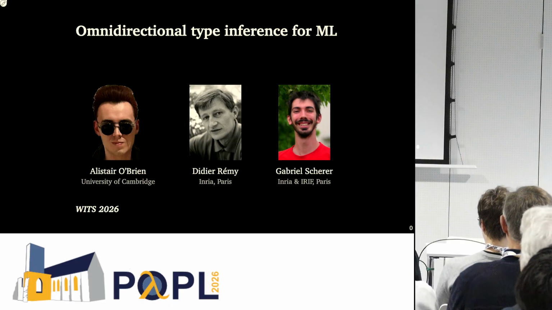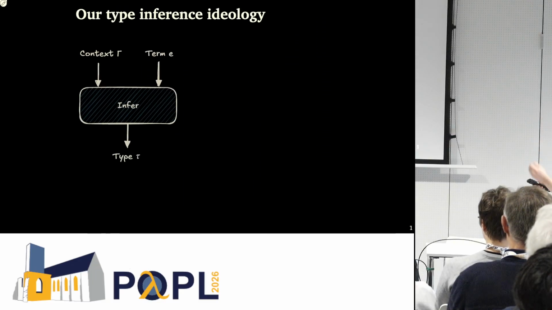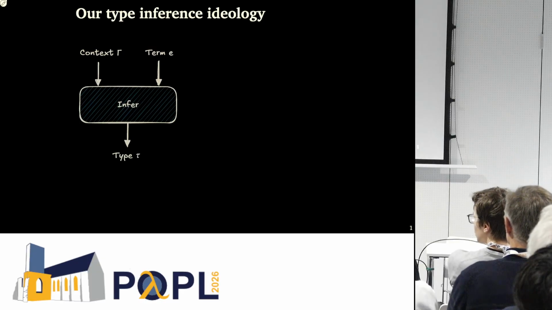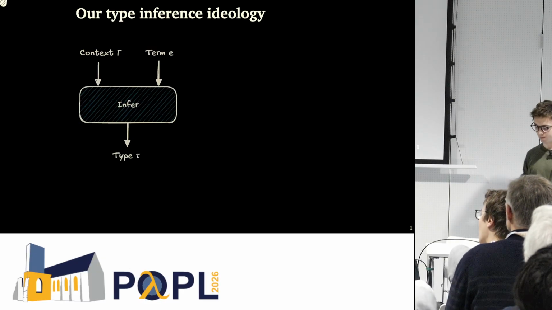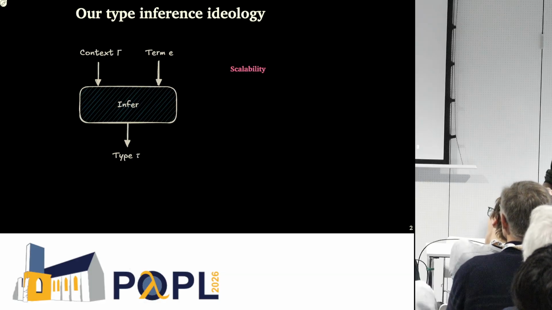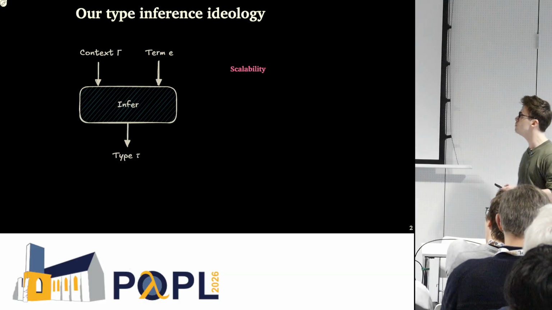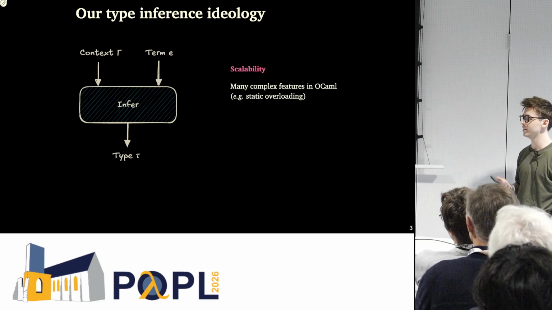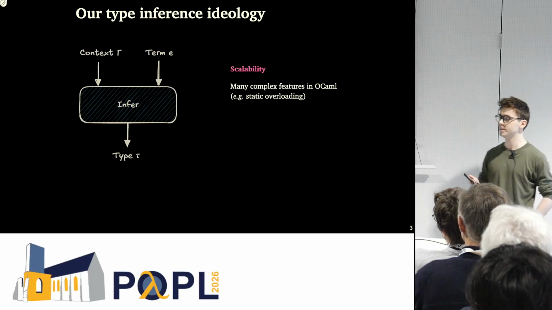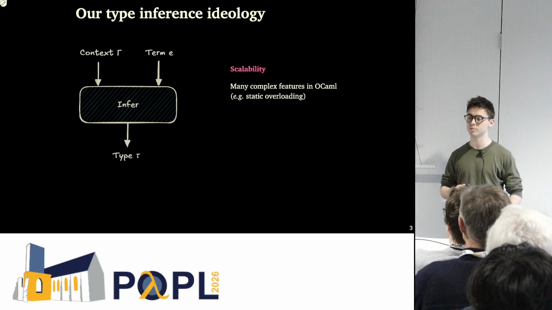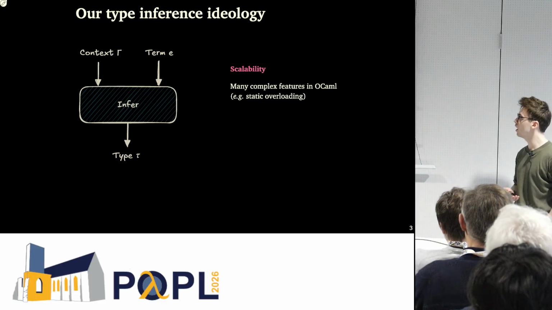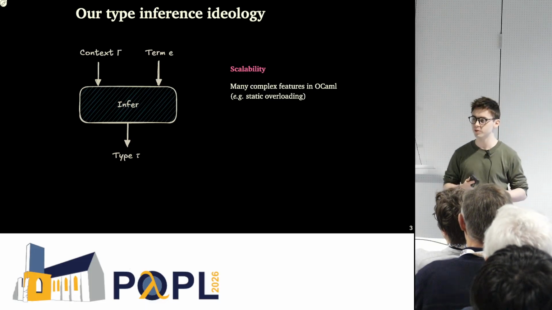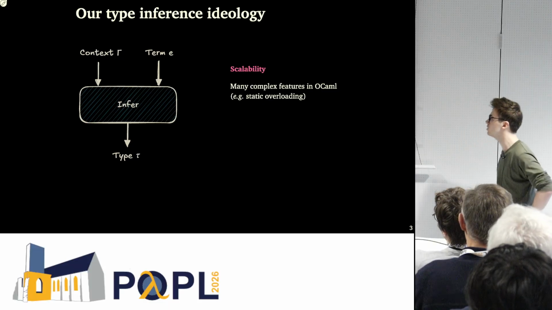Before we get into what omnidirectional type inference is, I first want to start with our ideology for type inference for OCaml. We believe that type inference should be scalable. There are many complex features in OCaml, such as let generalization, static overloading, GADTs, first-class polymorphism, rows, etc. And so we need a type inference approach that scales to all of these features.